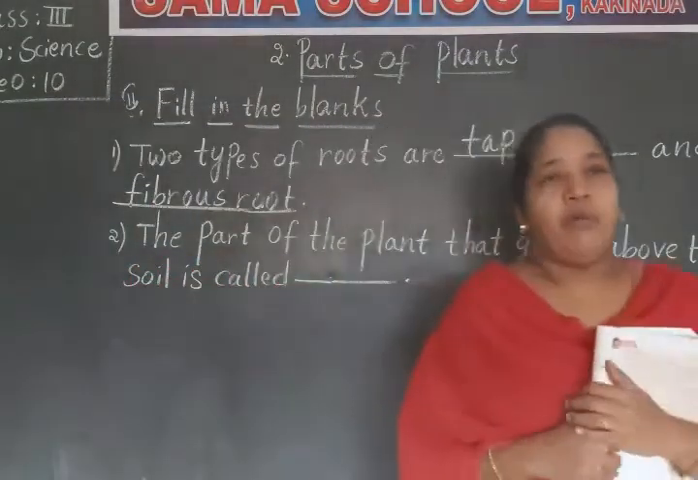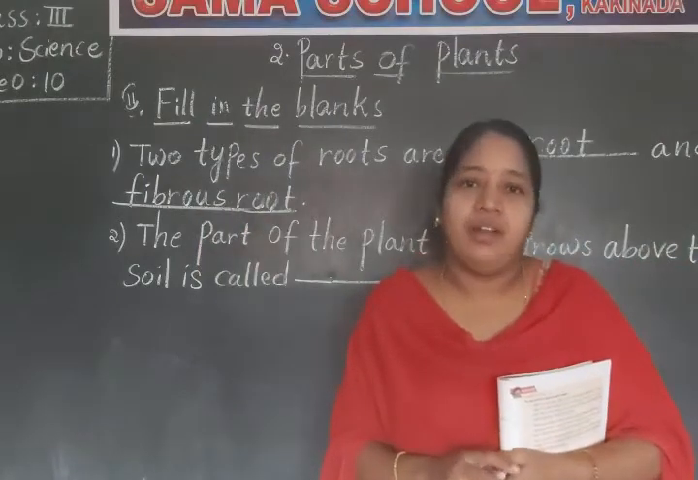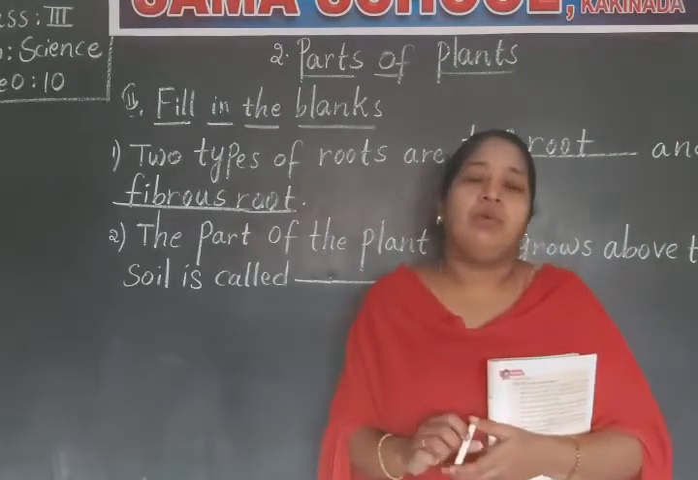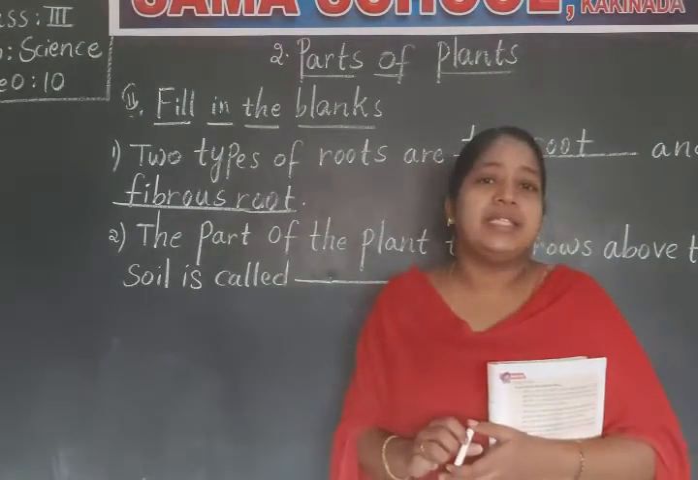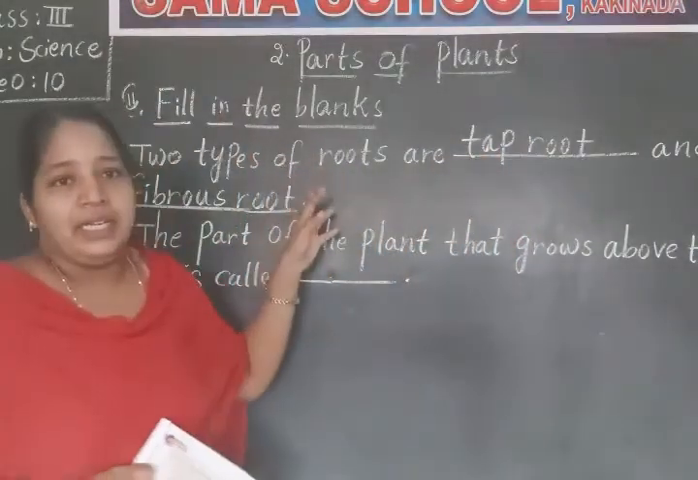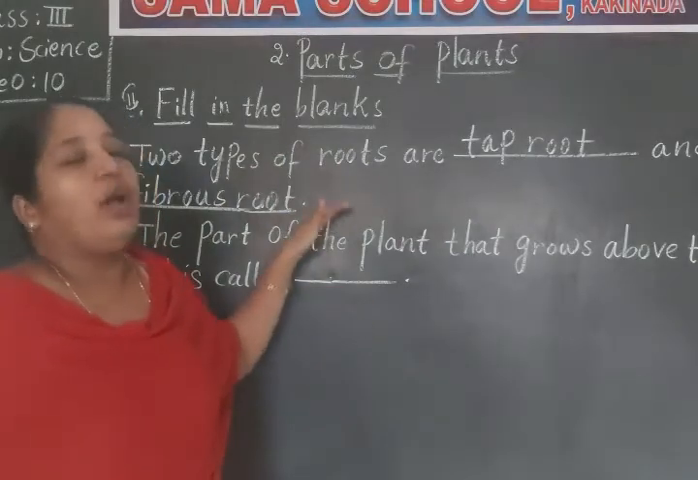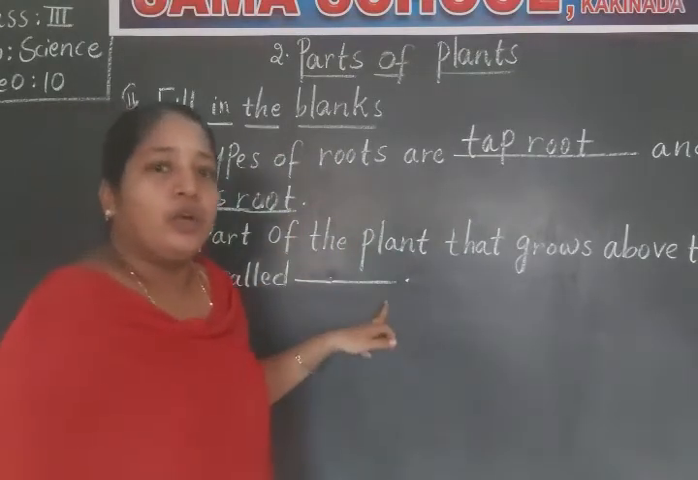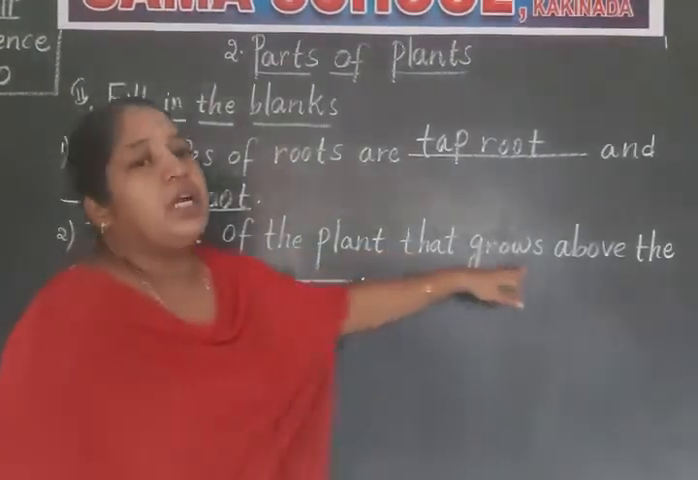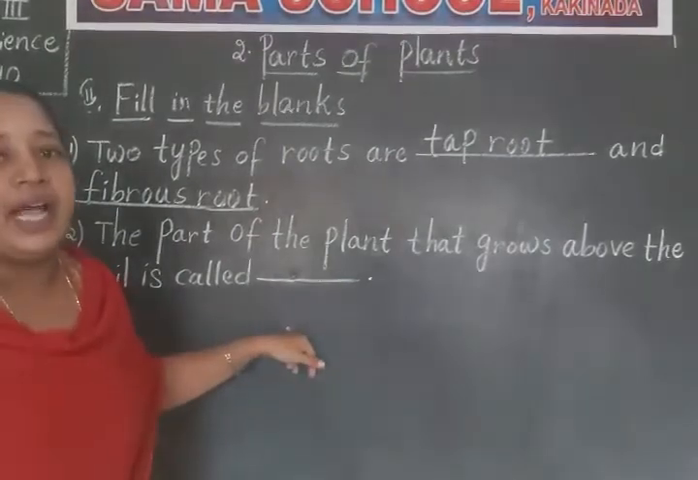And you have already learned that a plant is mainly divided into how many parts, children? Two parts. One is root part and the other one is shoot part. What is the root part? The part which grows below the ground or below the soil is called root part. Now see the question. The part of the plant that grows above the soil, that part we call it as shoot.